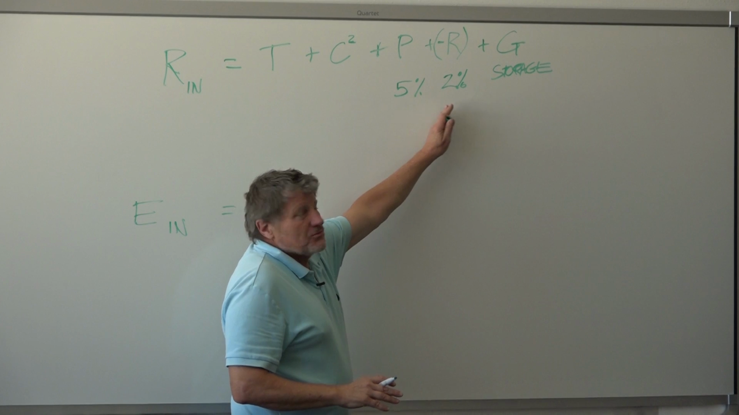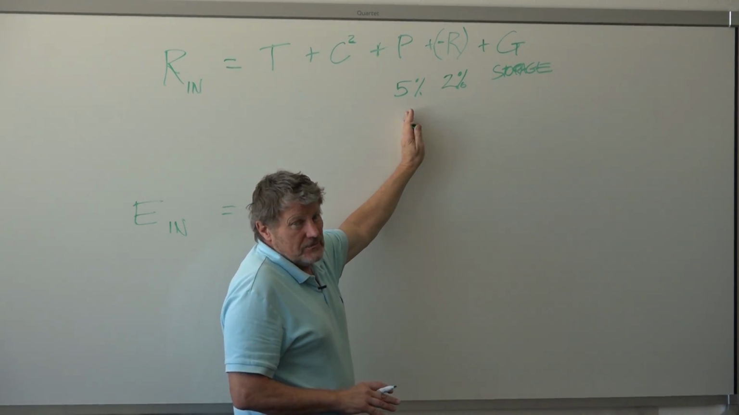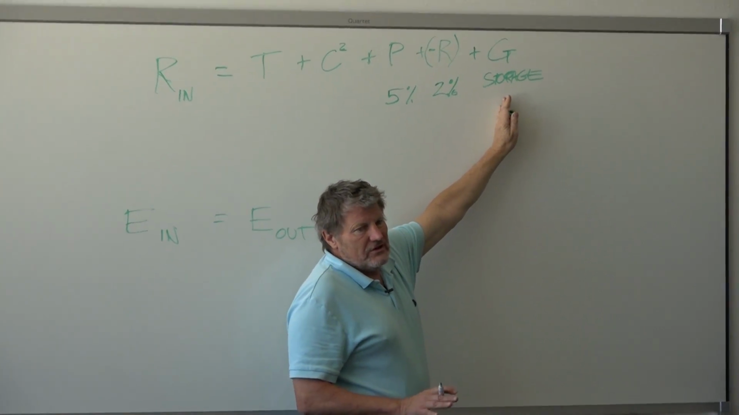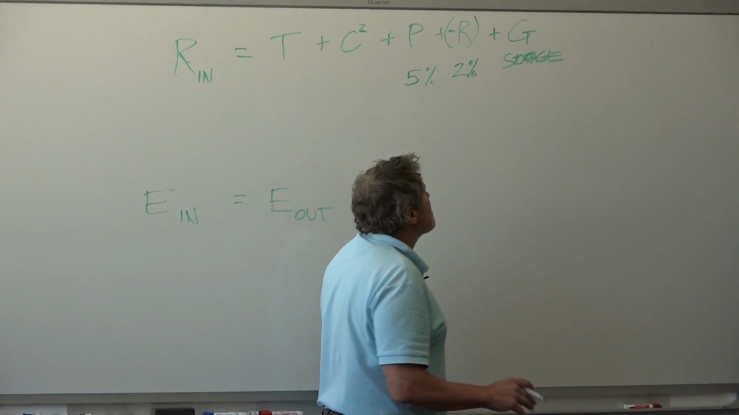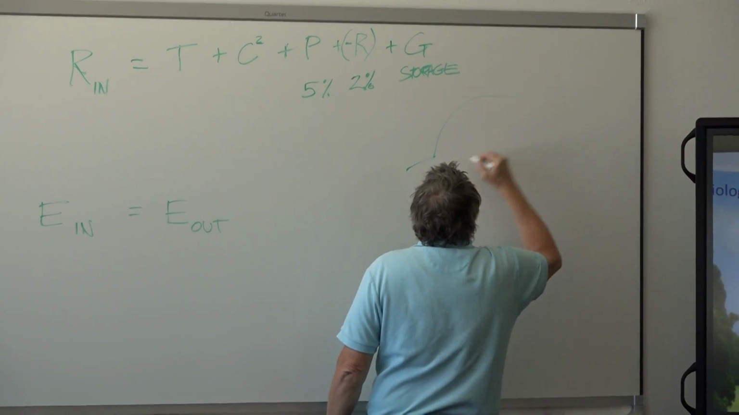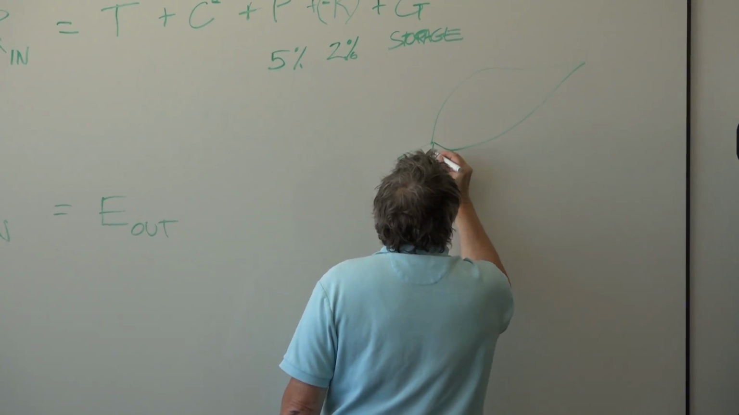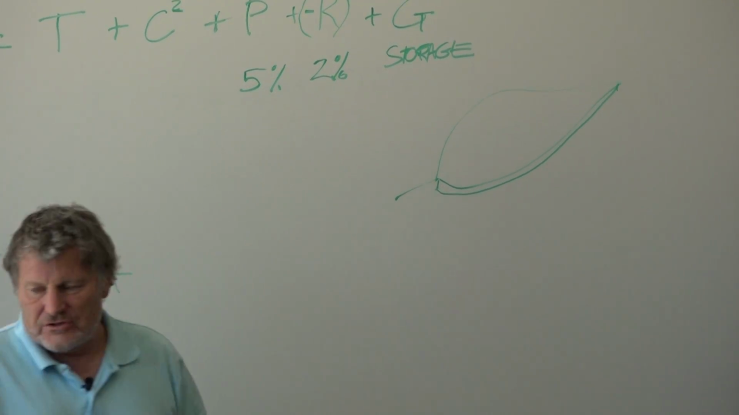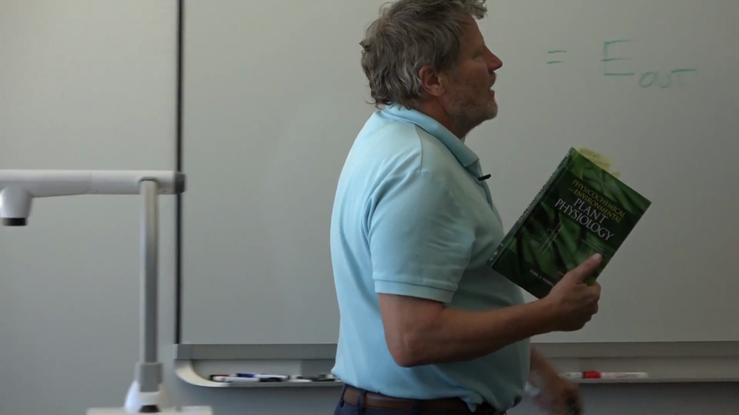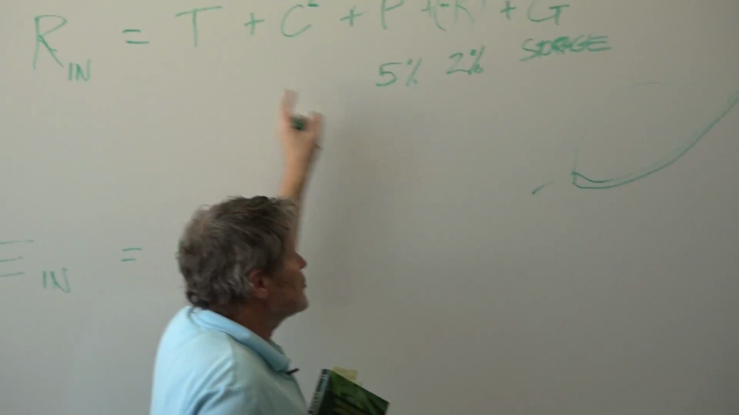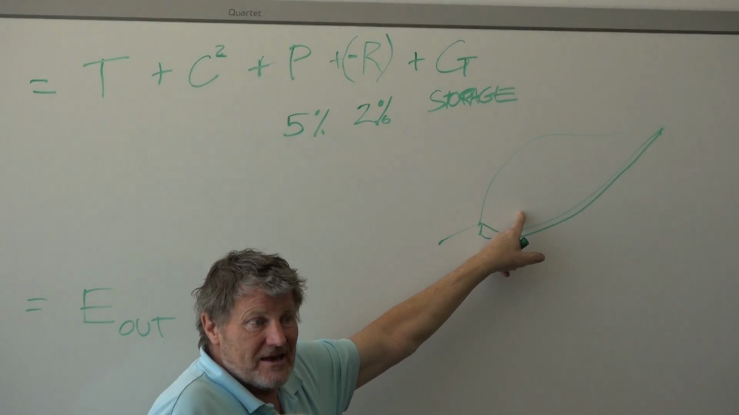So now we're getting down to some terms that are pretty small here. And then storage, in a single leaf, storage is insignificant. I'm going to see if I can draw a three-dimensional leaf here. Something like this. One of the calculations in Park Nobel's book is how much energy a leaf could store given the magnitude of the radiation coming in. And he shows mathematically it's insignificant.